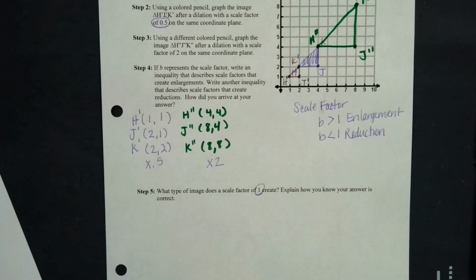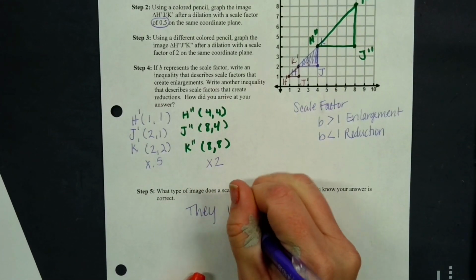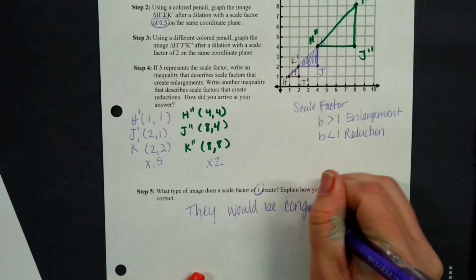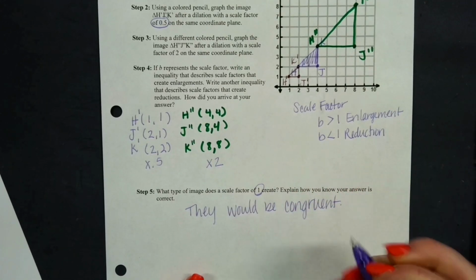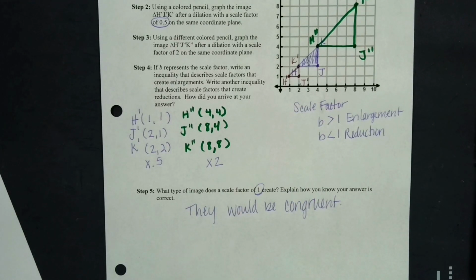All right, what do we think? What would happen if we multiplied it all by 1? It'd be the exact same. What do we call the same in math words? What's that word that means the exact same? Congruent. Very good, Kale. Now, if you wrote that they'd be the exact same, that's fine. But they would be congruent. Nothing would change.